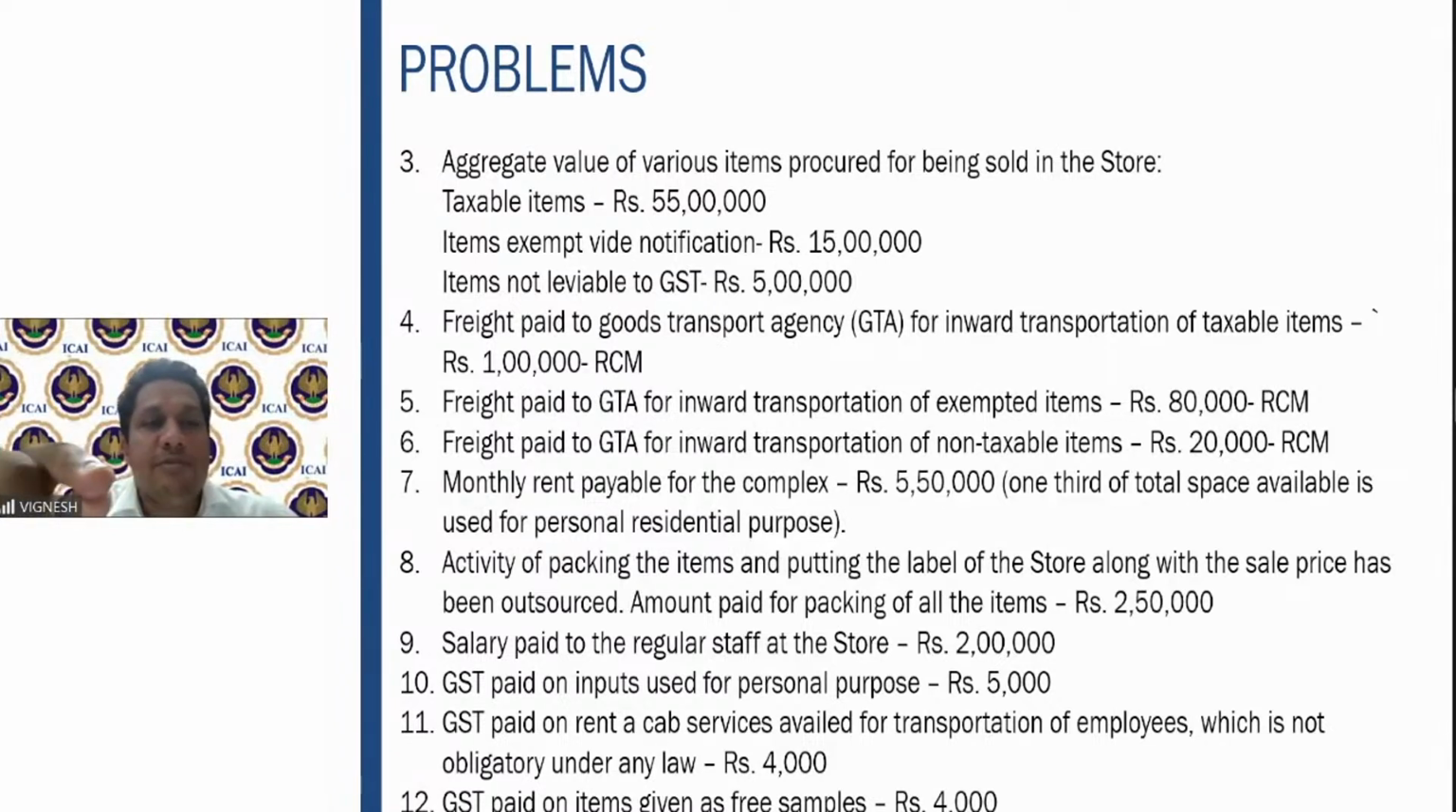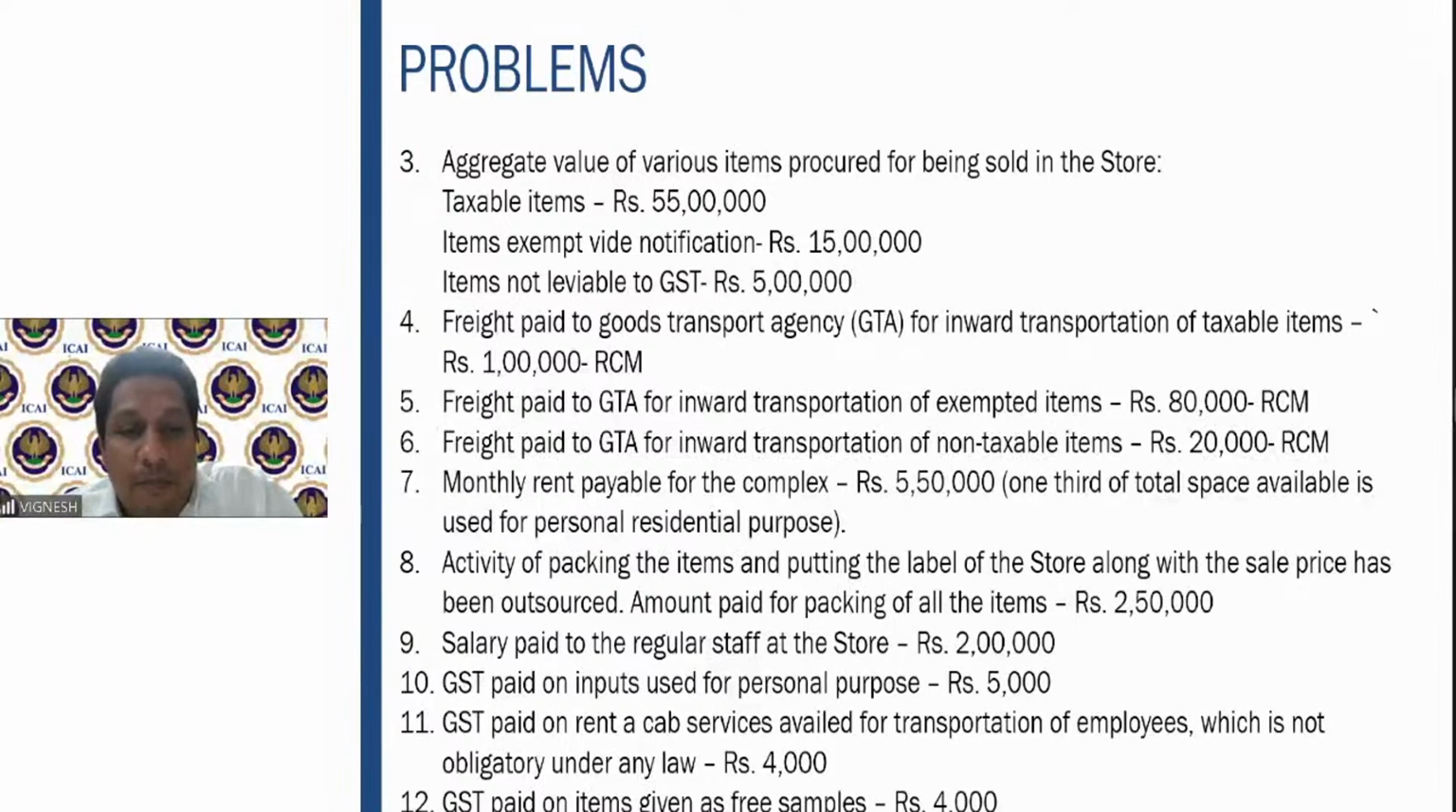So taxable items 55 lakhs. Items exempt via notification 15 lakhs. Items not leviable to GST 5 lakhs. Freight paid to goods transport agency for inward transportation of taxable items 1 lakh. Okay, whether this comes under RCM, please think and let me know. Freight paid to GTA for inward transportation of exempted items 80,000. Freight paid to GTA for inward transportation of non-taxable items 20,000.